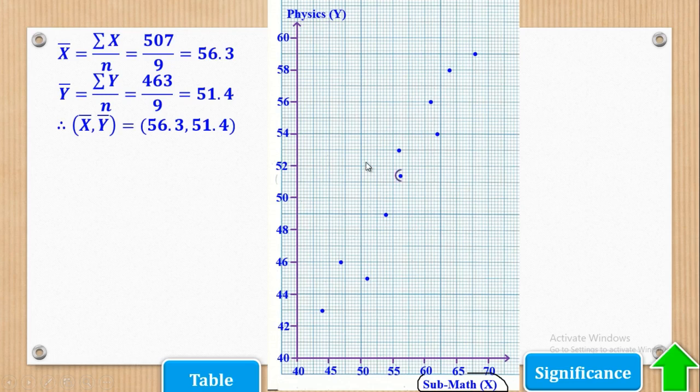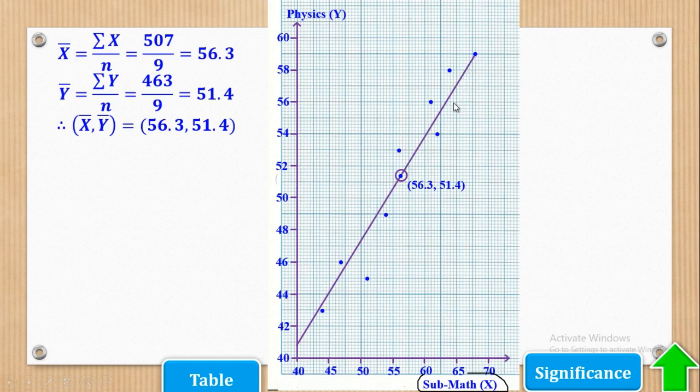So what we are going to do, we add there this mean point, which is 56.3 and 51.4. So that is the coordinate of the mean point. Then next we draw a line of best fit. Now the line of best fit must pass through the mean point and any one or more points, provided it leaves equal or almost equal points on either side. So we shall get our ruler and draw the line of best fit passing through this mean point and this point.